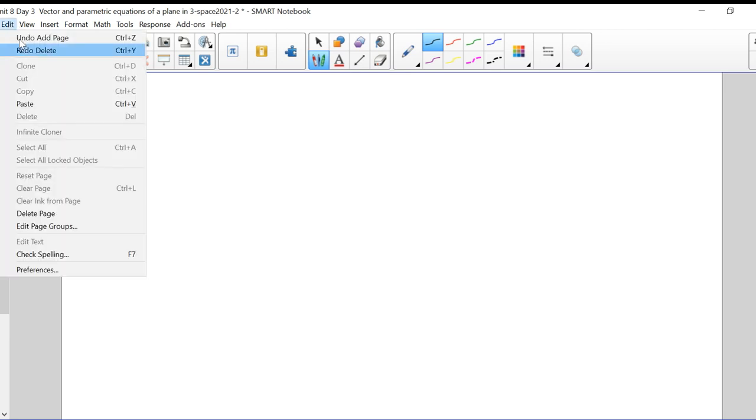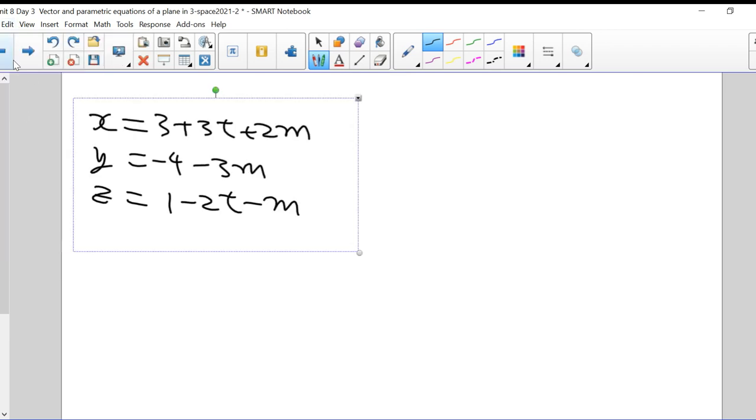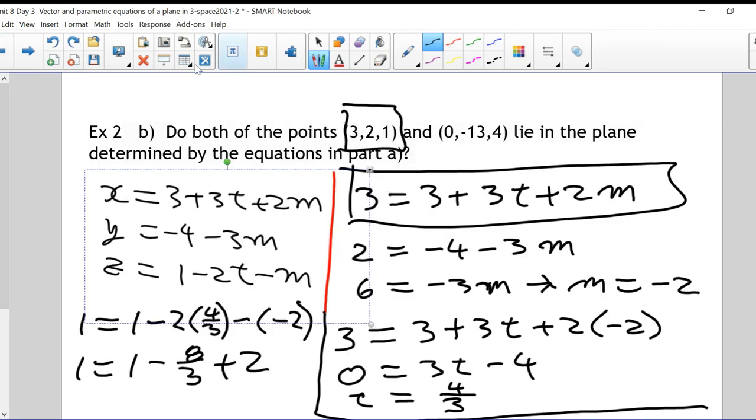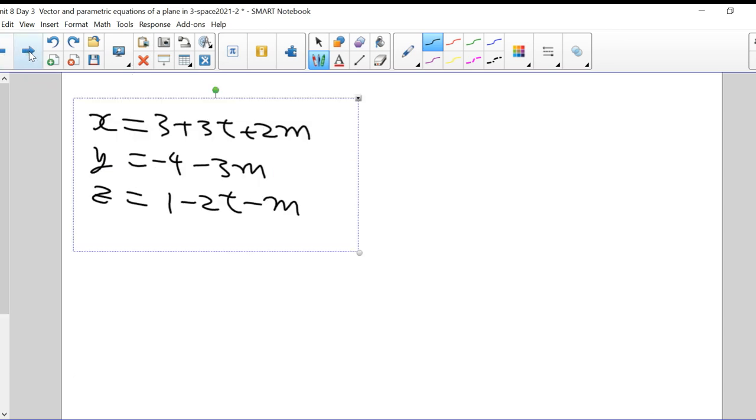You got it. Okay. So let's paste that over here. And then the point that we're trying to get this time is 0, minus 13, 4. All right. Let's see how this one works out. So we're saying that 0, that's my x value, is equal to 3.